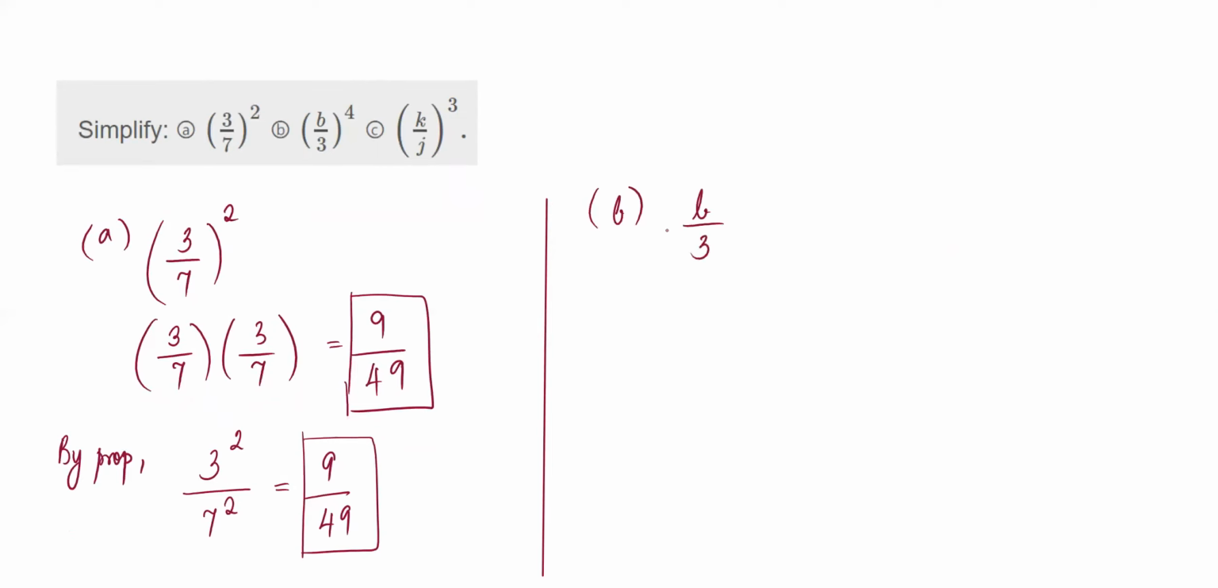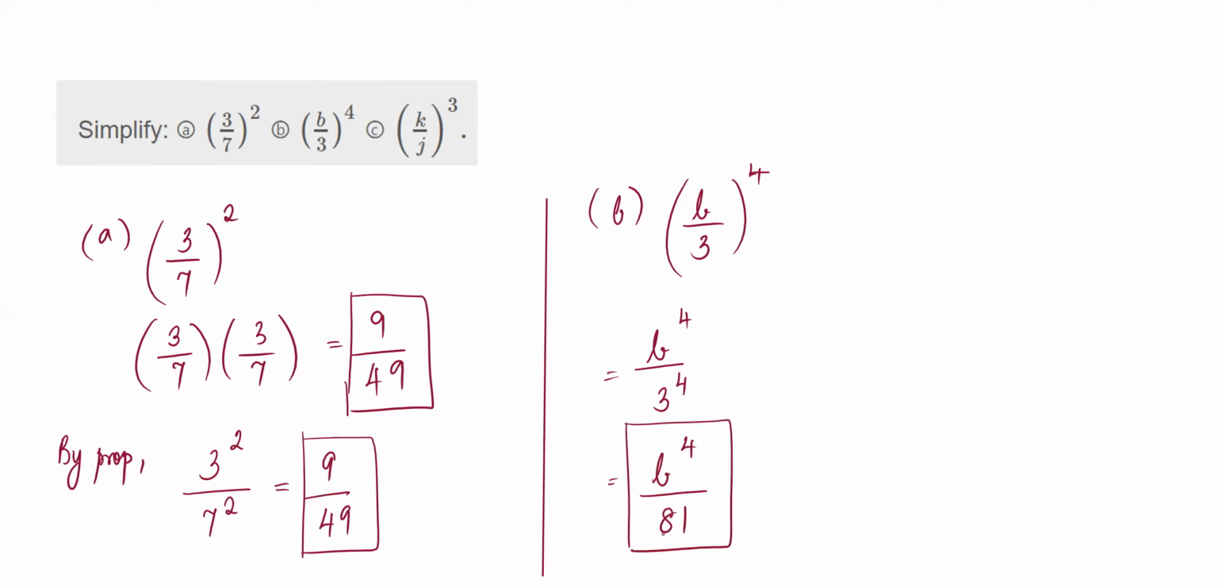Okay, b over 3, the whole power 4. Again, I don't want to multiply this 4 times over. I'm going to use the property. So that's going to be b power 4 over 3 power 4. b power 4 cannot be expanded, but 3 power 4 is 81. Just like that, you get your answer and you can box it.